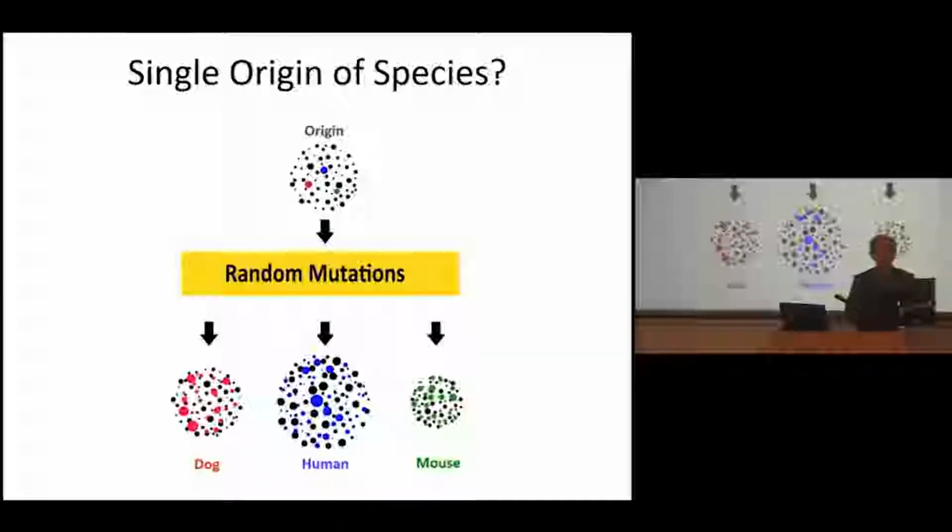Now, the single origin of species means that dogs, humans, and mice came from the same origin through random mutation. If that was from random mutation, then we can say there's an origin and random mutations. There is no specific pattern like an RE array in the genome of each of these species.